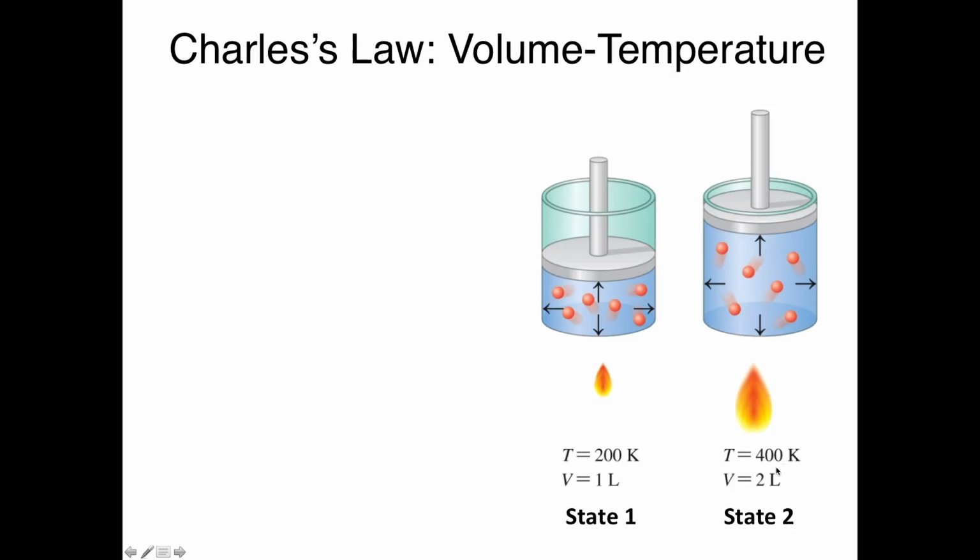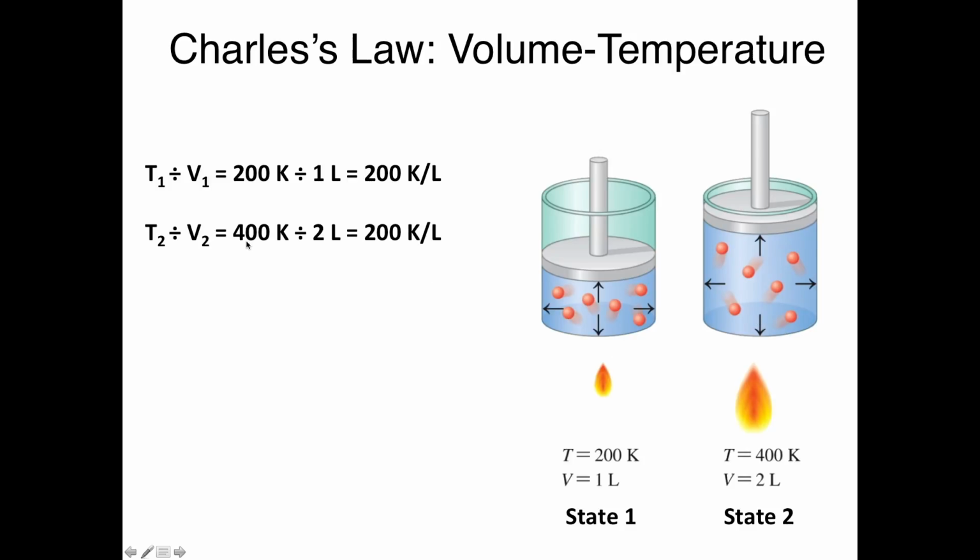So here we measure that the volume increases to 2 liters. Doing the same math approach, this time taking temperature divided by volume, what do we get? In this case, we get 200 Kelvin per liter. And in the second case, temperature of the second state divided by volume of the second state, we also get 200. Again, we see the same number appearing, so we call that a constant.